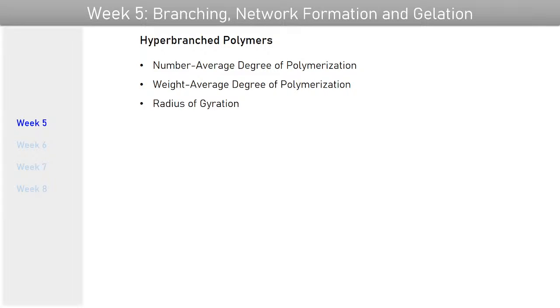After that, in week 5, the focus was on the study of branched polymers and network polymers and the phenomena of gelation. In branched polymers, we specifically focused on hyperbranched polymers of a certain type. And after that, we discussed dendrimers, which are also a type of highly branched polymers, but there's a certain order to the way in which branching takes place there.